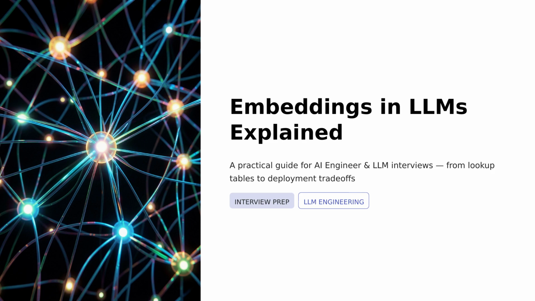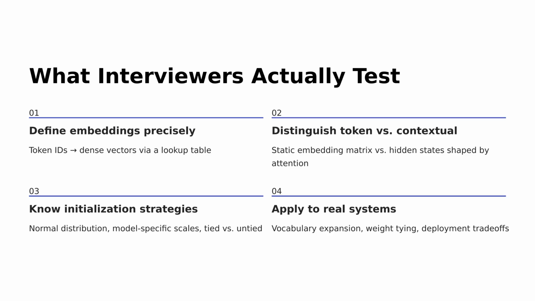In this section, we'll break down embeddings in LLMs in a practical, interview-focused way. We'll start with the core idea of how tokens become vectors through lookup tables, then connect that to how embeddings are trained, used, and deployed in real systems. The goal is to give you both the intuition and the engineering trade-offs you'll need for AI engineering and LLM interview discussions.